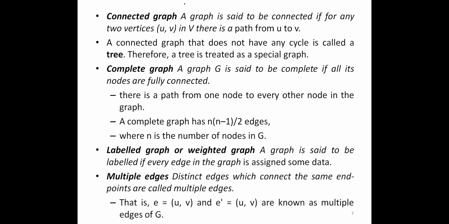Then connected graph. A graph is said to be connected if for any two vertices U and V in V, there is a path from U to V. If two vertices are connected, there should be a path. If there are any two vertices, there should be a path, then we say that it is a connected graph. There will also be cases where there may not be a connection between two vertices.